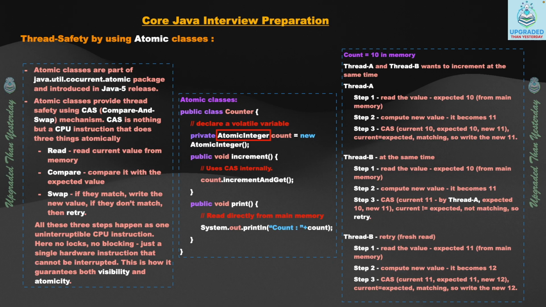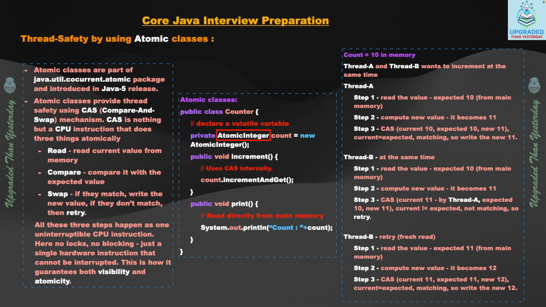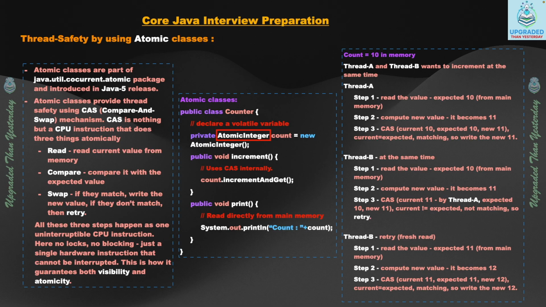Now let's explain thread A execution. Step 1. Read the value from main memory, which is 10, so the expected value will be 10. Step 2. Compute the new value by doing increment operation, so the new value will become 11. Step 3. Apply CAS mechanism. Here current value is 10, expected value is 10 and the new value is 11. Since both current value and expected value are the same, write the new value 11 to the main memory.